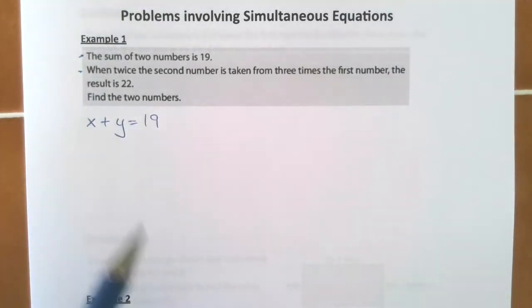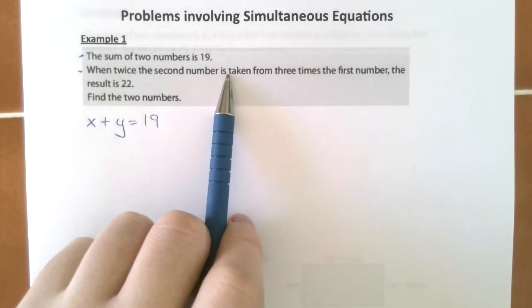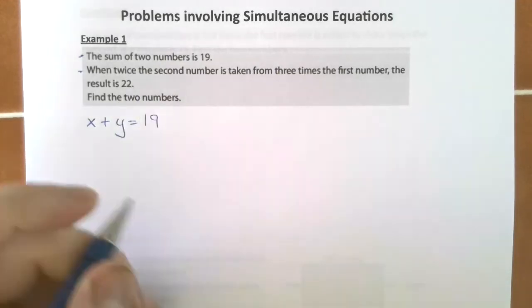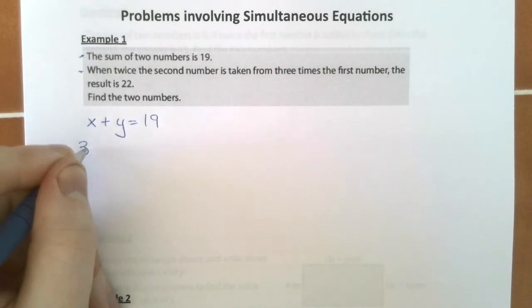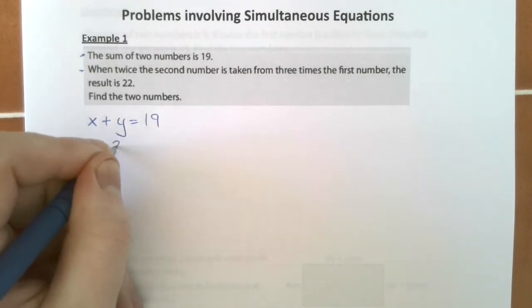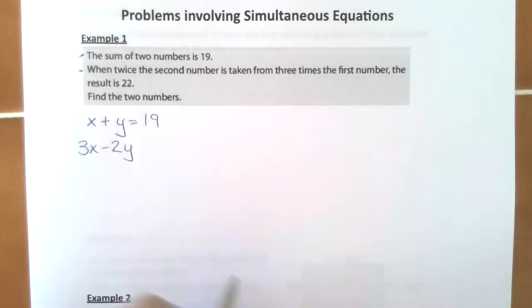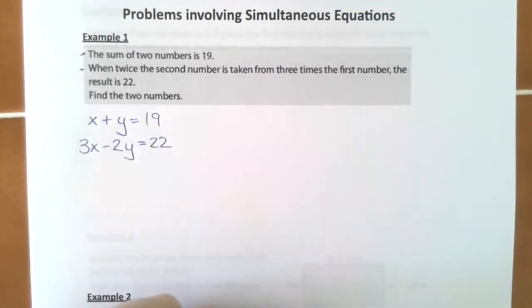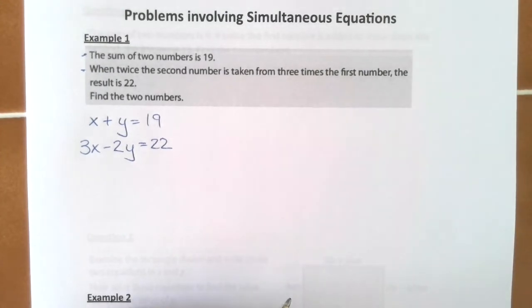Second part of the question. It said when twice the second number is taken from 3 times the first number, the result is 22. So it's going to be 3x minus 2y, and the result is 22. And now what we have to try to do is solve for x and y. So then we're on to the simultaneous equations part.